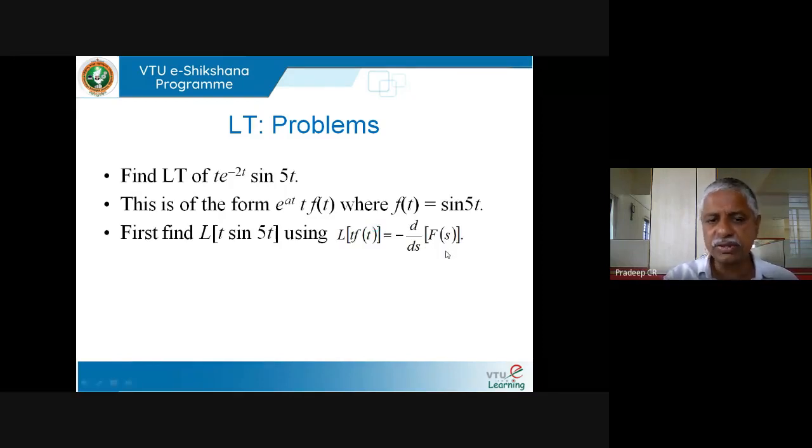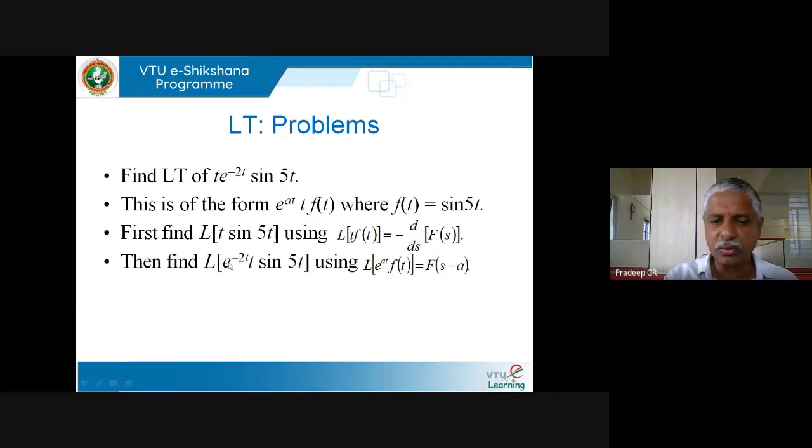And then I will use e power minus 2t into t sine 5t as of the form L of e power at into ft, where this capital F is not the same as this capital F. This capital F is the Laplace of e power at ft, and this ft itself is t sine 5t here. Here ft is sine 5t.